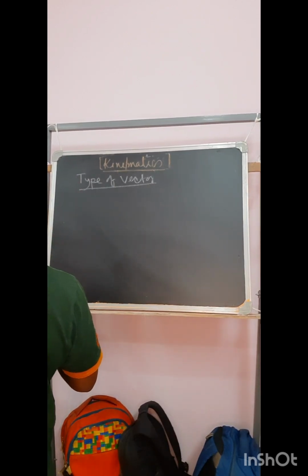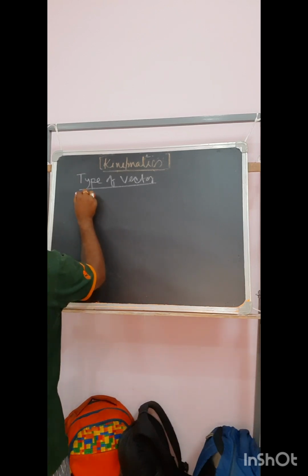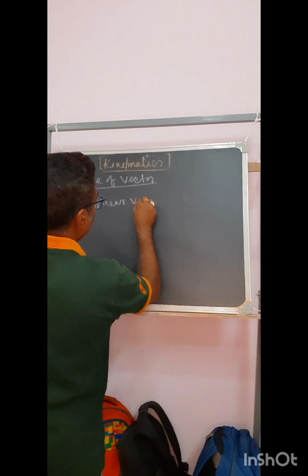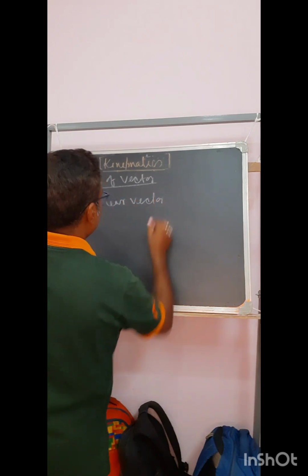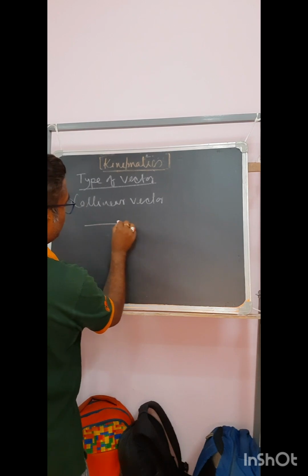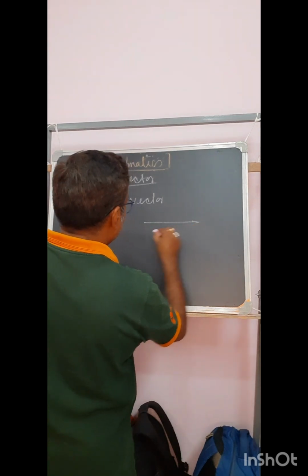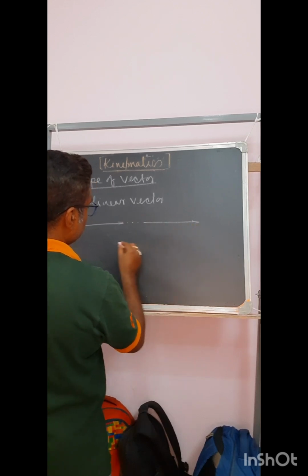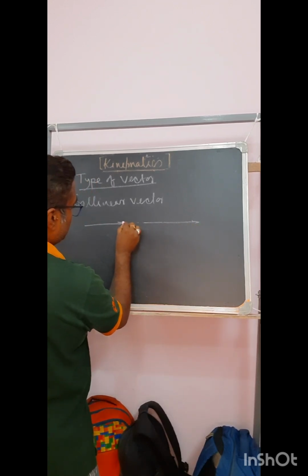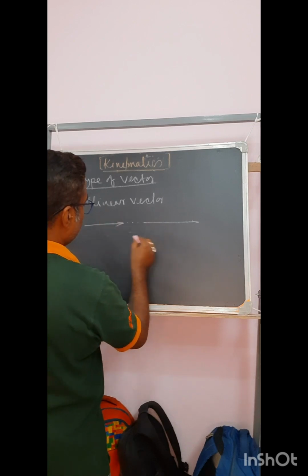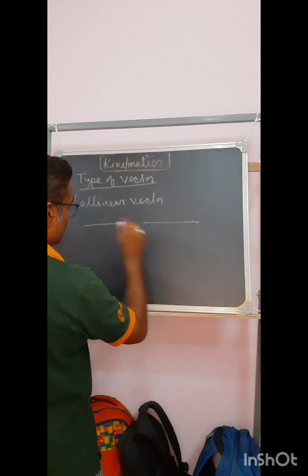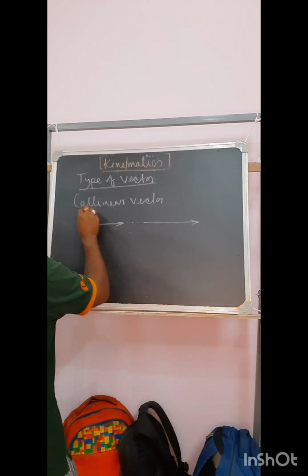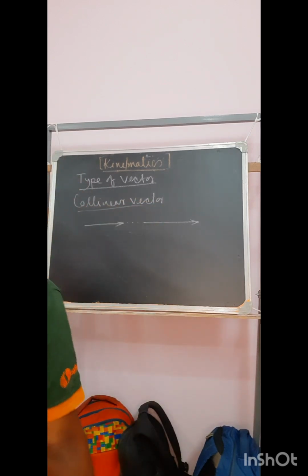Another one is collinear vectors, where two vectors, if I draw and extend them, fall on the same line. So they fall on the same line if extended. Both vectors fall on the same line, and these are called collinear vectors.